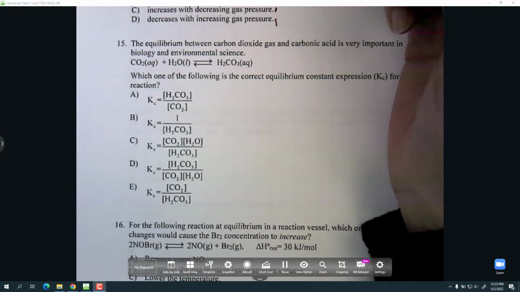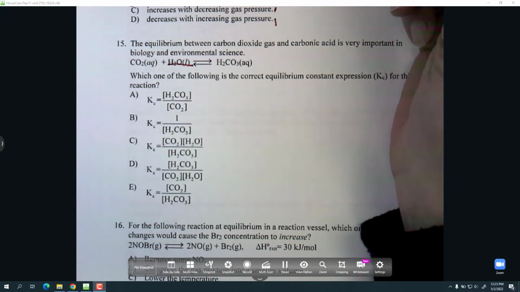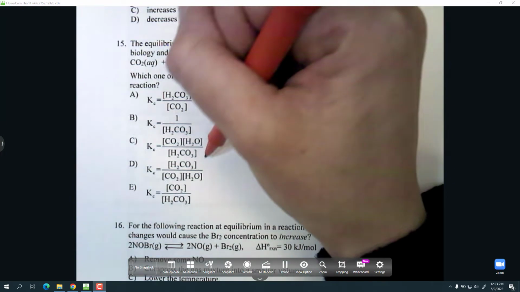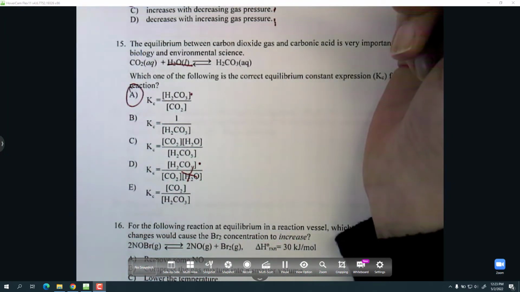Equilibrium constants, remember that pure liquids get left off of equilibrium constants, just aqueous and gas get included, products on top, reactants on the bottom, stoichiometric coefficients become powers. There are none, so let's see, I need H2CO3 on top, which is that and that, but I don't want water, so that just leaves me with A.